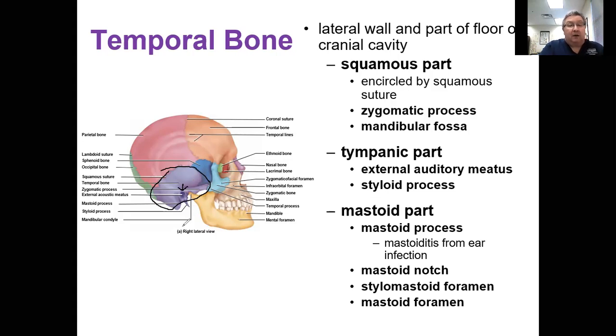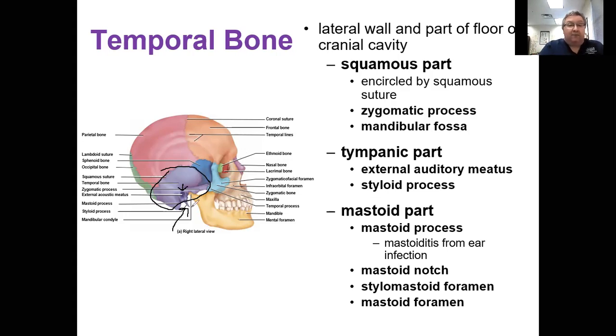Another part of the temporal bone is the styloid process. I described it yesterday as a needle-like structure. The styloid process is a needle-like structure within the temporal bone, and it's literally right under the external auditory meatus.